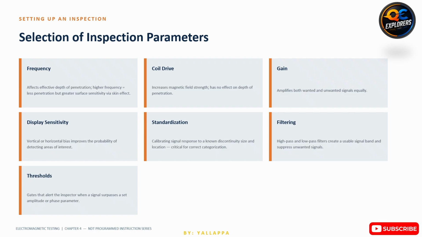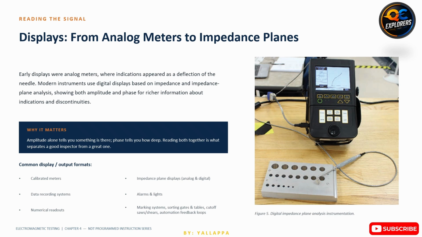Now that the inspection has been configured correctly, our next step is learning how to interpret the signals produced by the instrument. Once the inspection has been performed, the final and perhaps most important task is interpreting the instrument response correctly. Early eddy current instruments displayed results using simple analog meters. As the probe encountered a discontinuity, the meter needle deflected, providing only limited information about the signal.